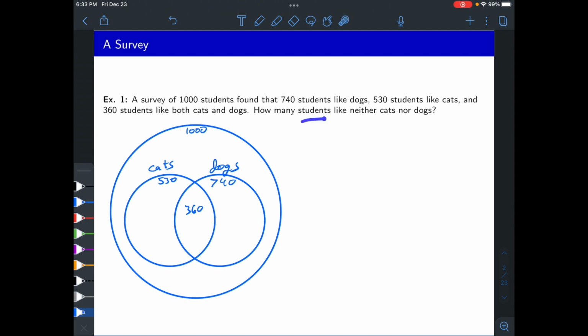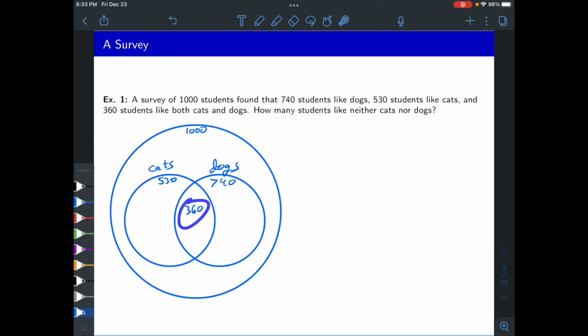So if we want to know how many students like neither cats nor dogs, we're basically interested in how many students are outside of these two bubbles, but inside of the survey bubble. So if we knew how many people were exclusively in this bubble and exclusively in this bubble, then we would just add that to this, and then we would get how many people are in the two bubbles combined, and then take that away from 1,000. So that's what we're going to do.